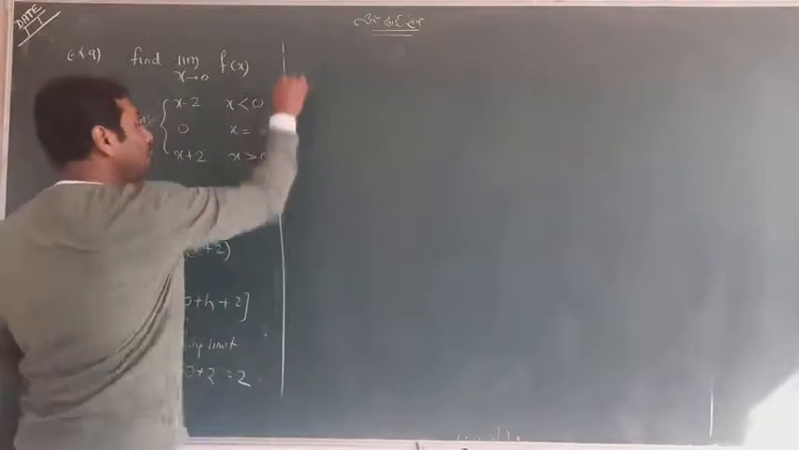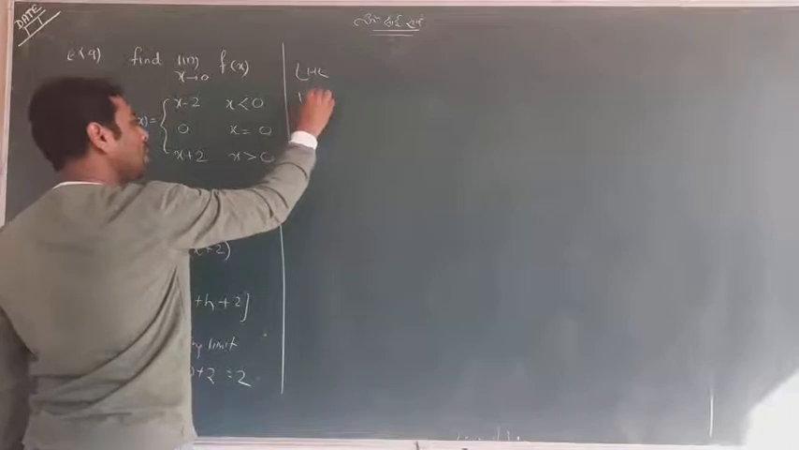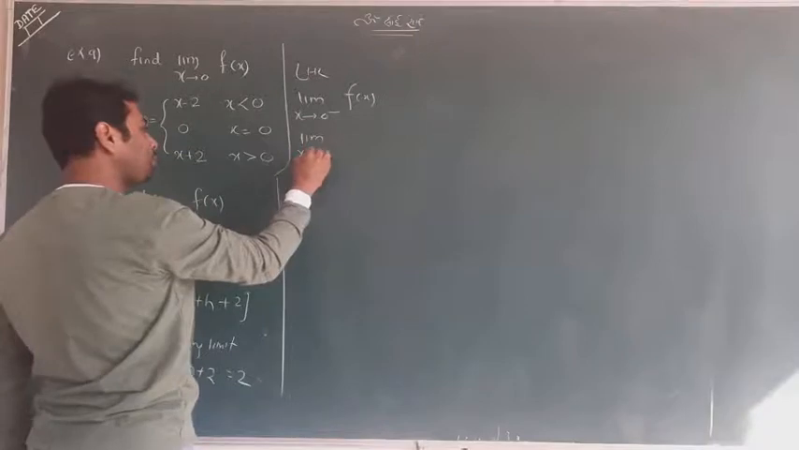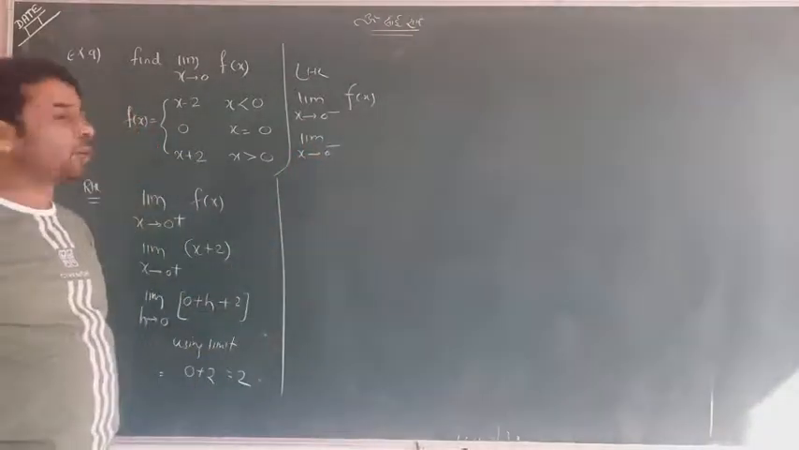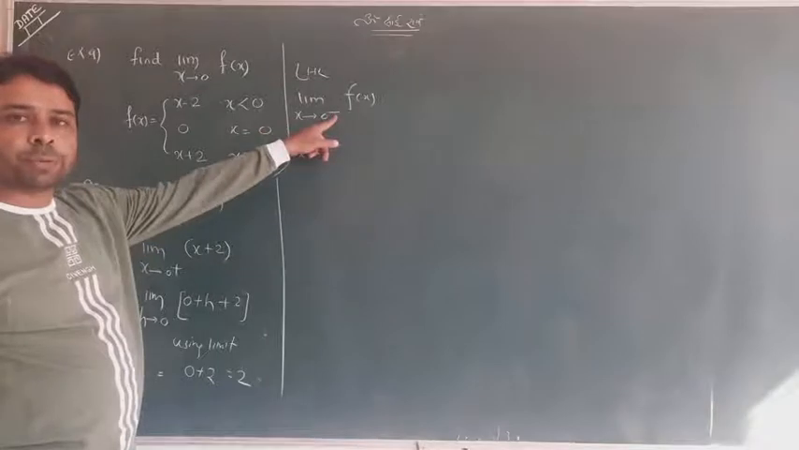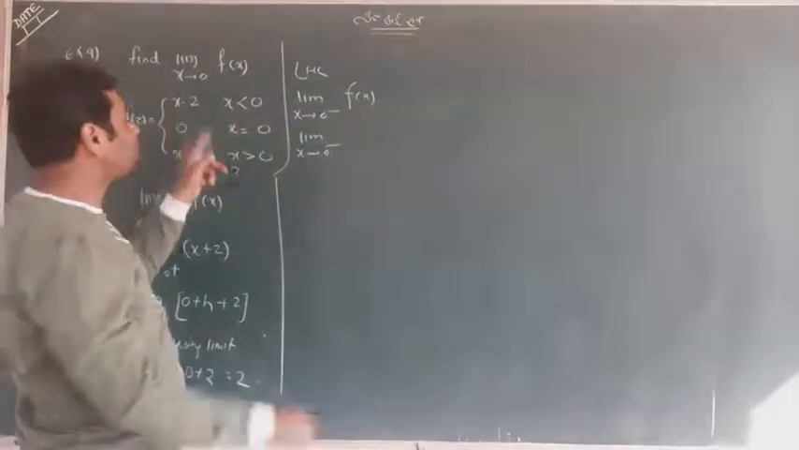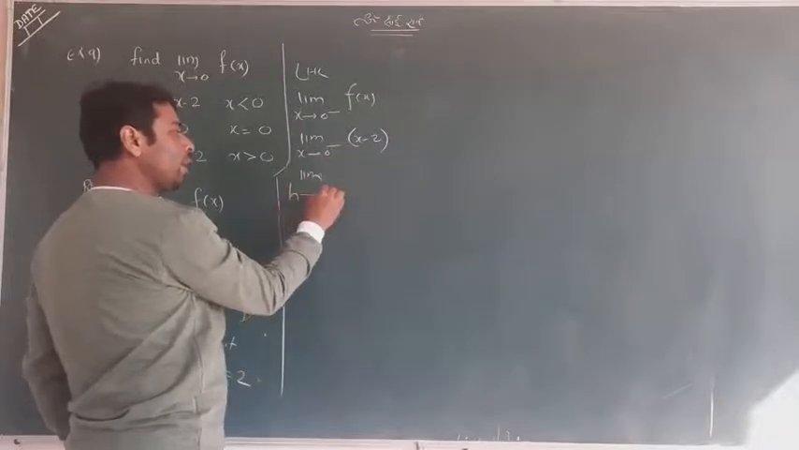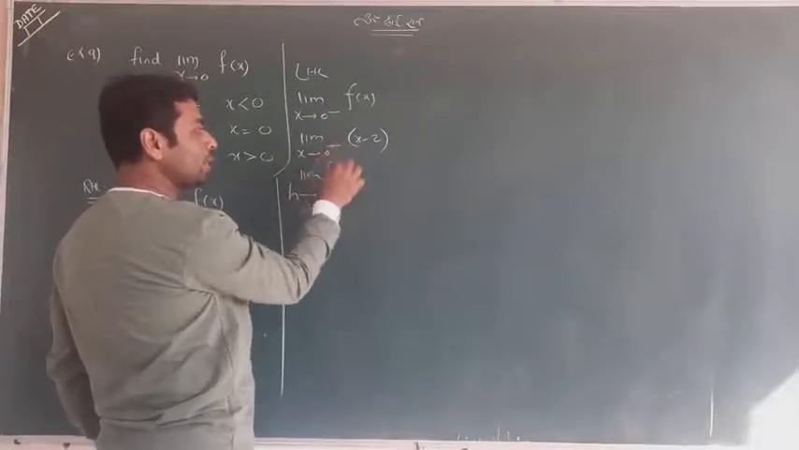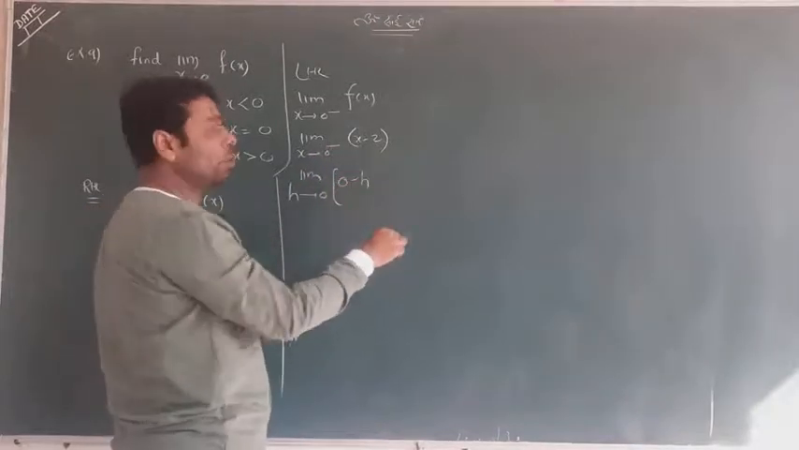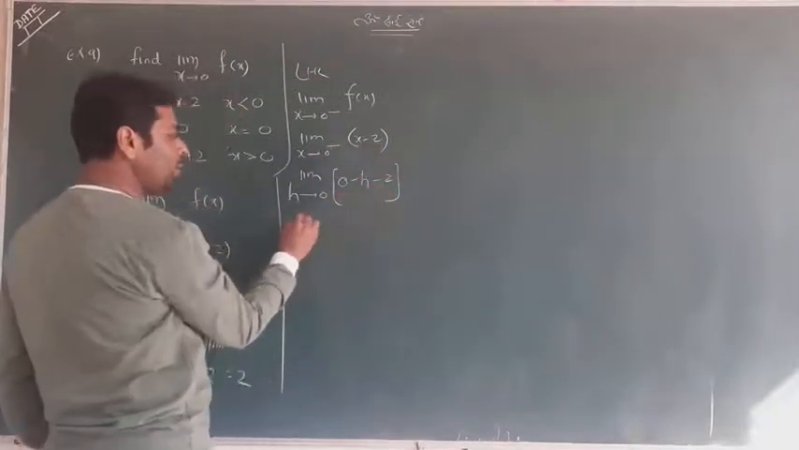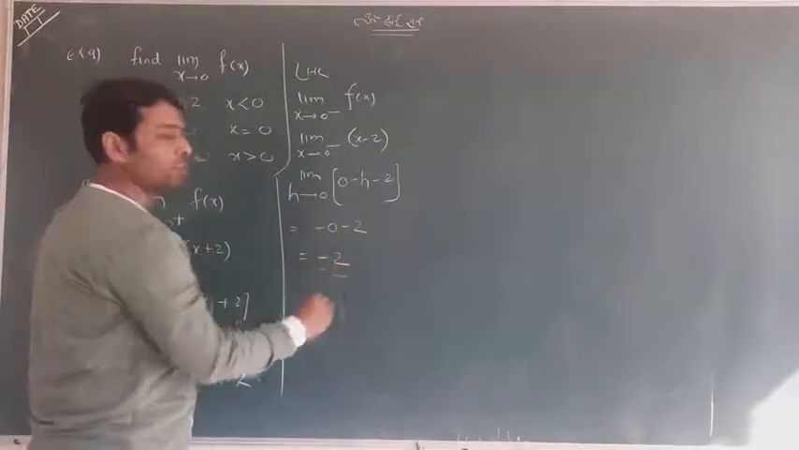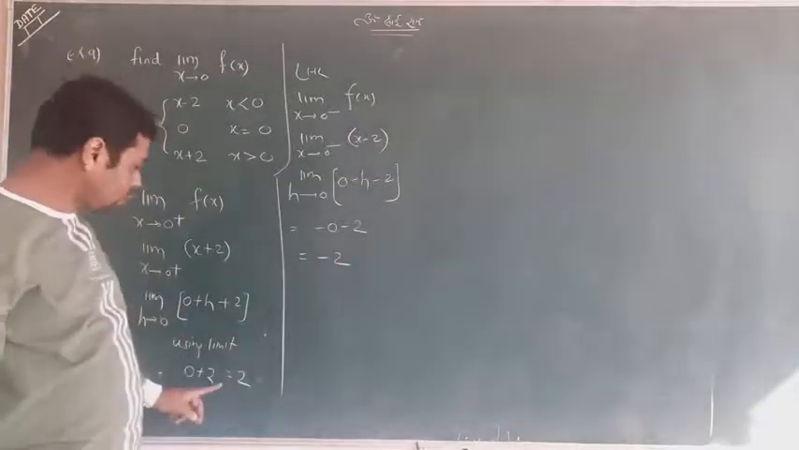Just like this, I will find the left hand limit. What is my function? It is a left hand limit. So for the left hand limit we choose x less than 0, meaning x minus 2. Now I change this into h, and instead of x I will write 0 minus h. This is the shortcut. Minus 2 is already here. Using the limit, h tends to 0, so minus 0, minus 2. Ultimately it's minus 2. This is 2 and this is minus 2.